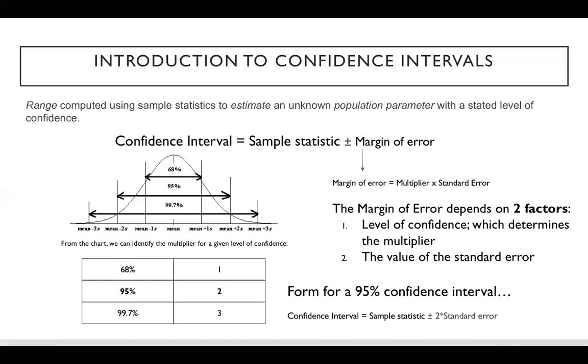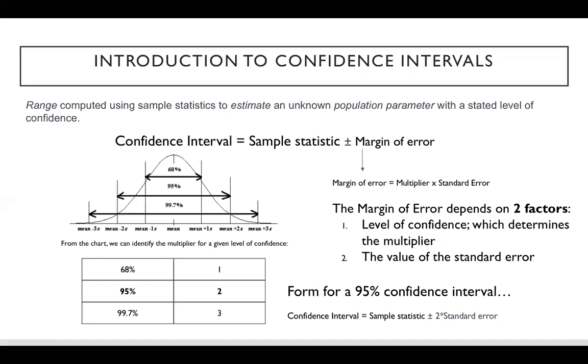So we can get your multiplier from the empirical rule, pretty much. So it's from that distribution on the left. Based on whichever level of confidence you have, that will affect your multiplier. Most commonly you see a 95% confidence interval, and since 95% of the distribution is within 2 standard deviations of the mean, we always use 2 as our multiplier for a 95% confidence interval.